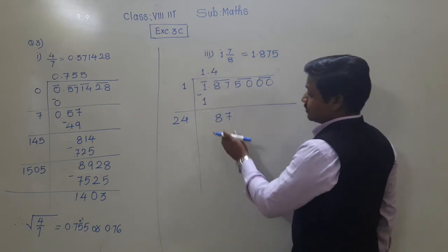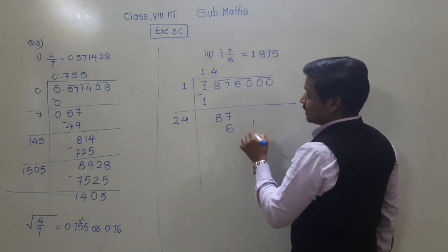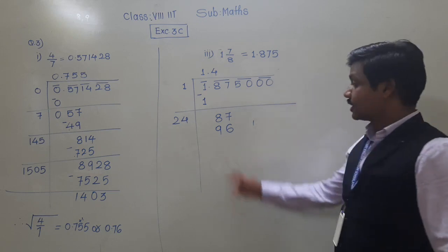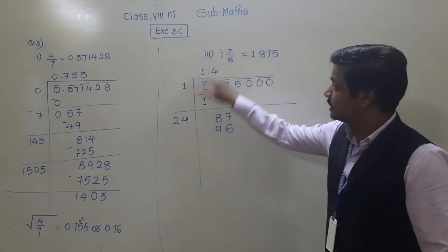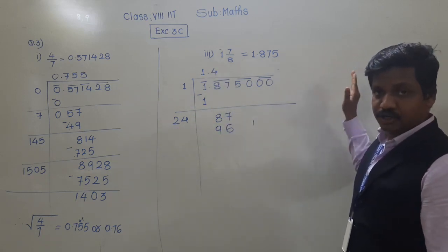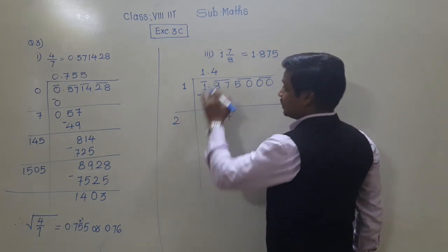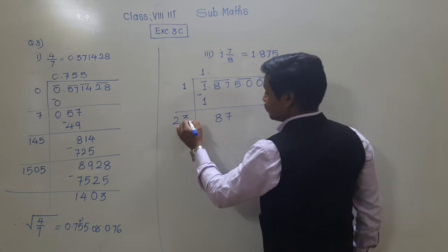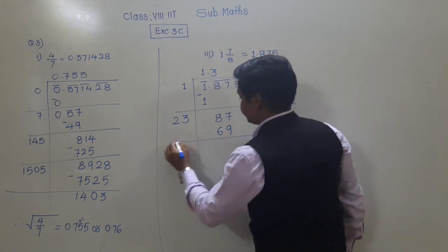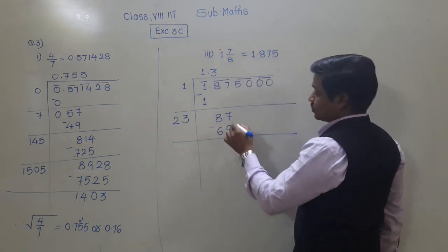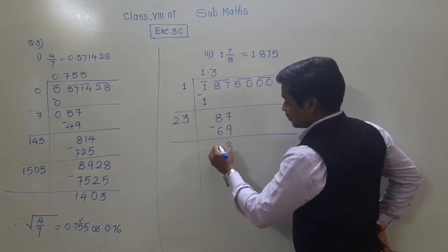And check whether you are getting a smaller number than 87 by multiplying 24 with the 4. 4 4s are 16, 1 carry, 4 2s are 8 and 1, 9. See, you are getting here 96, but 96 is greater than 87. Actually, this multiplication you have to do on the rough page. So 4 is not applicable here. So take the previous digit of 4, 3. So 3 3s are 9, 3 2s are 6, 69. 70 minus 9 is 8, 1 carry forward here. 8 minus 7, 1.